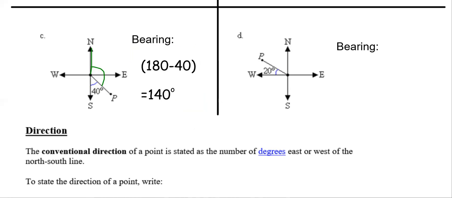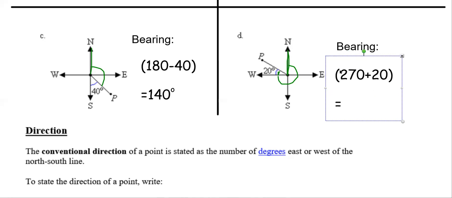And similarly, with this last one here, again, measuring from north, that's 90, 180, 270, plus that little 20. So we have 270 degrees plus the 20 gives us a grand total of a bearing of 290 degrees.